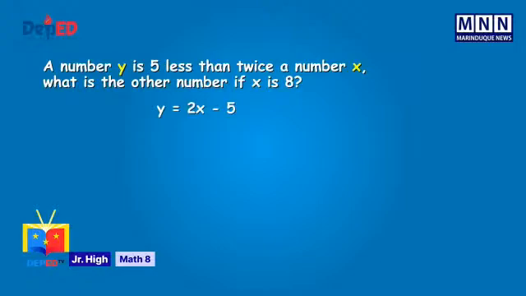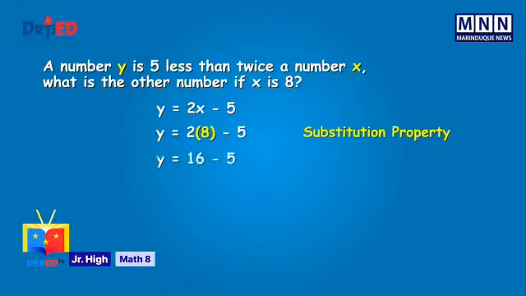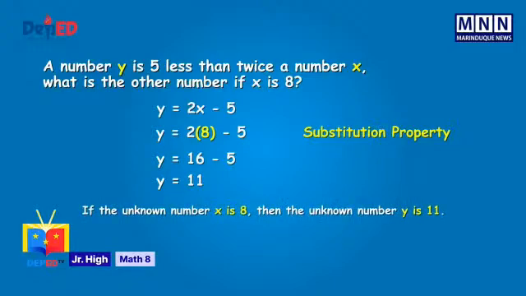We are asked what is the value of y when x is 8. We have to substitute the value of x to the equation, having y equals 2 times 8 minus 5. Then, simplify. This gives us a value of y equals 16 minus 5 or 11. Therefore, if the unknown number x is 8, then the unknown number y is 11.